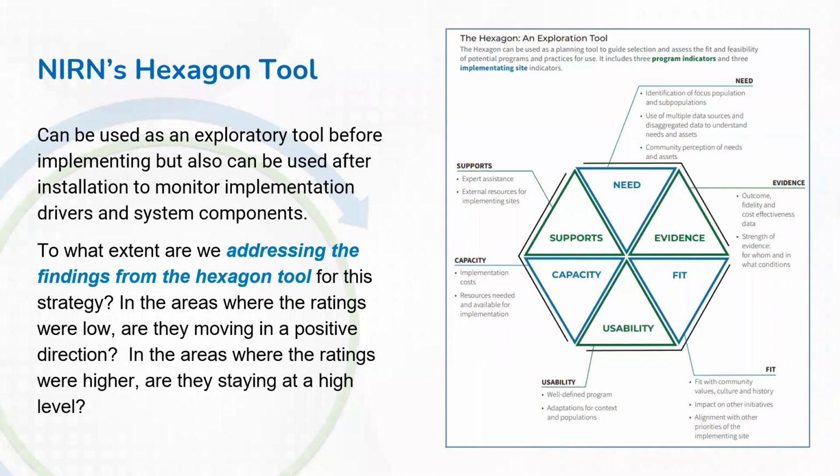As part of the monitoring process, it is important to look at the hexagon tool score and consider if you have addressed the areas that scored low and whether you are moving in a positive direction, while assuming that the areas that scored high remain high.